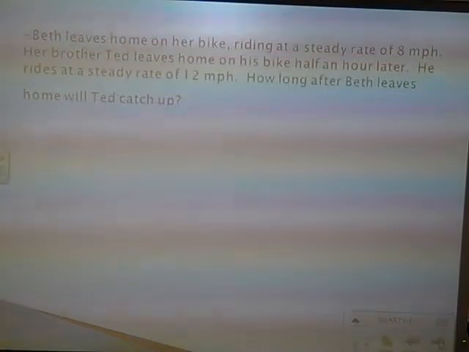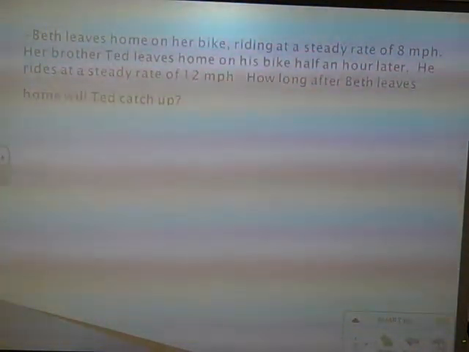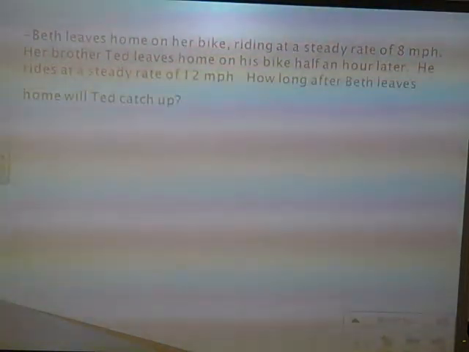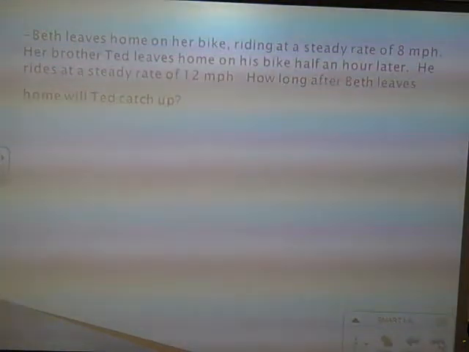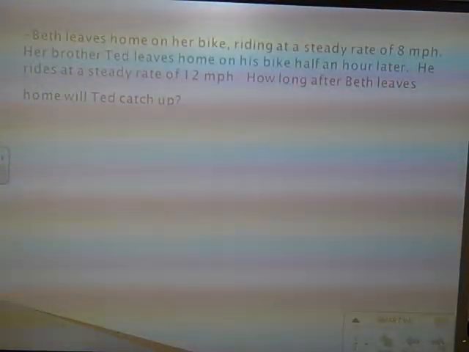Okay. This scale can also come in handy when we do these word problems. So I'm going to do a first one for you. It says, Beth leaves home on her bike, riding at a steady rate of 8 miles per hour. Her brother Ted leaves home on his bike half an hour later. He rides at a steady rate of 12 miles per hour. How long after Beth leaves home will Ted catch up?